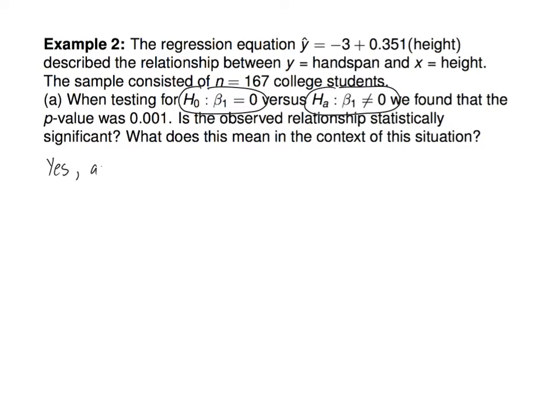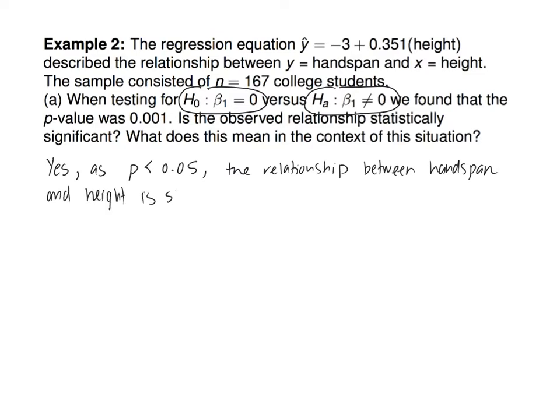So the answer to that is yes. As your p-value is less than 0.05, the relationship between handspan and height is statistically significant. And that's what it means in the context of the situation. So that's kind of both questions. So yes, it's statistically significant, and that's the relationship between handspan and height.